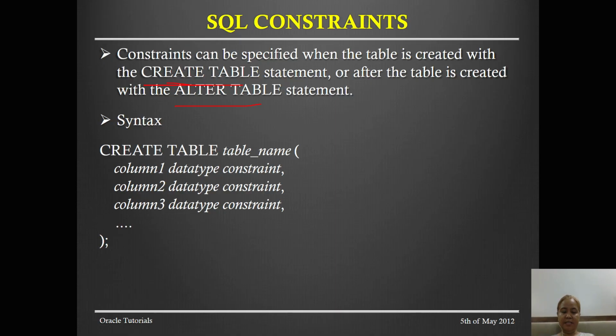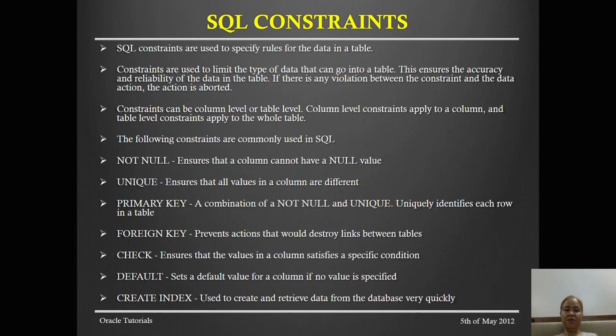Okay, so this is our syntax: create, and then table name, the column 1, the data type, and their constraints. So, the SQL constraints are used to specify the rules for the data in a table. The constraints are used to limit the data or the data type that can go into the table and ensure the accuracy and reliability of data in the table. Kapag may violation na nangyari between the constraints and the data action, the action is, of course, aborted. Now, the following are the constraints commonly used in SQL.